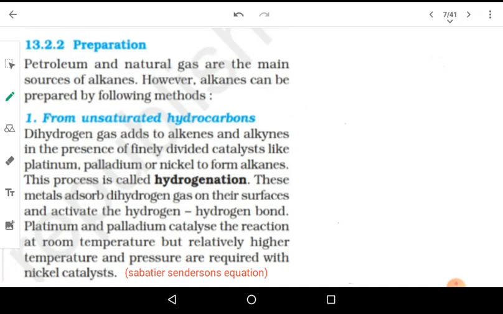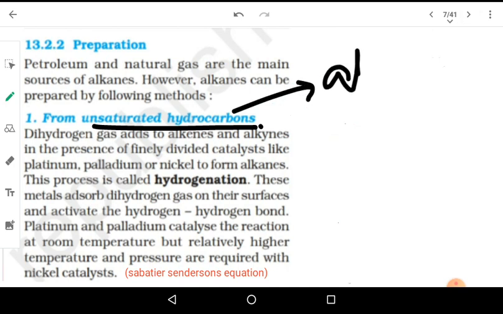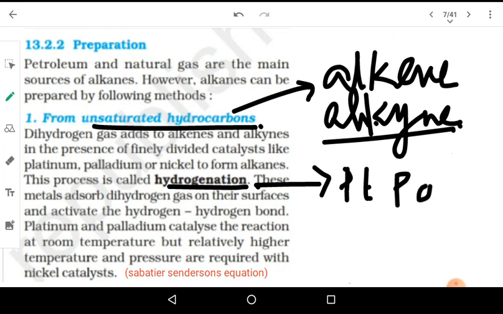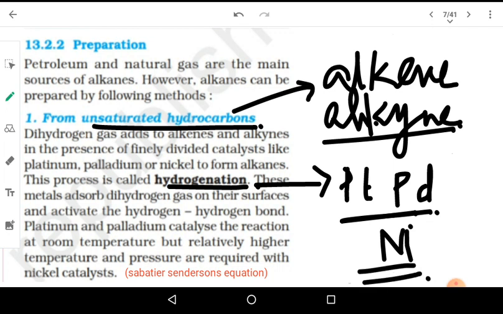Now, if we have to prepare alkanes from an unsaturated hydrocarbon, that is an alkene or alkyne, then we have to use addition of hydrogen. And addition of hydrogen, as you know, is called hydrogenation. For hydrogenation, we can use a variety of catalysts like platinum, palladium, or nickel. Platinum and palladium are usually used at room temperature, but nickel is used at relatively higher temperature and pressure. And if we are using nickel for hydrogenation, then it is known as Sabatier-Senderens reaction.